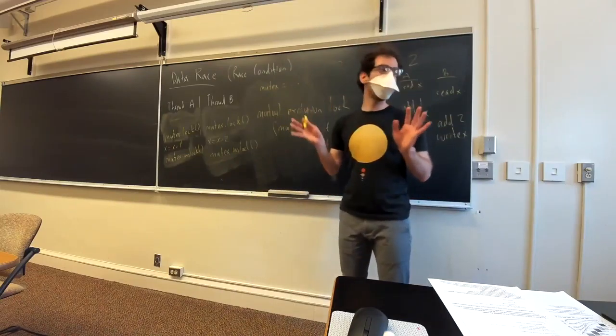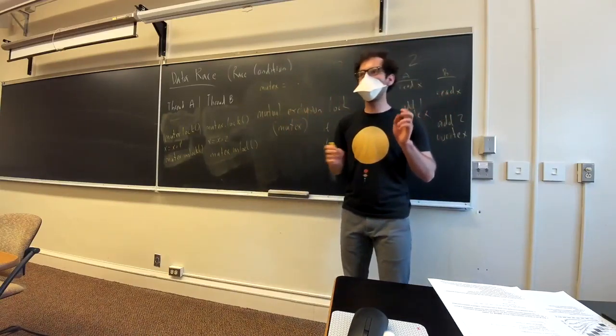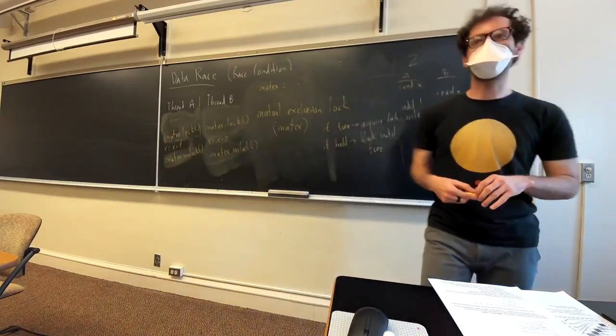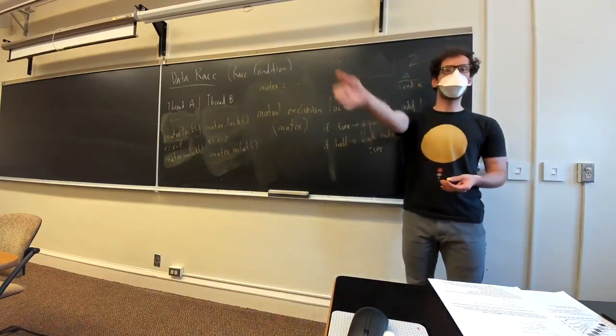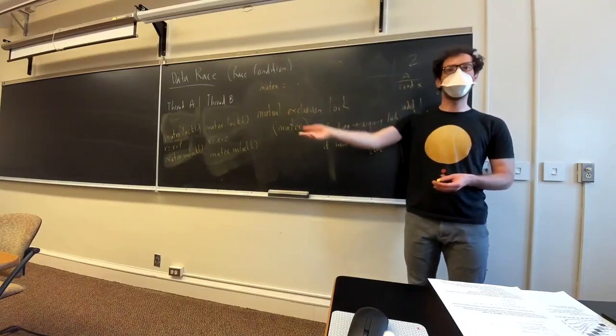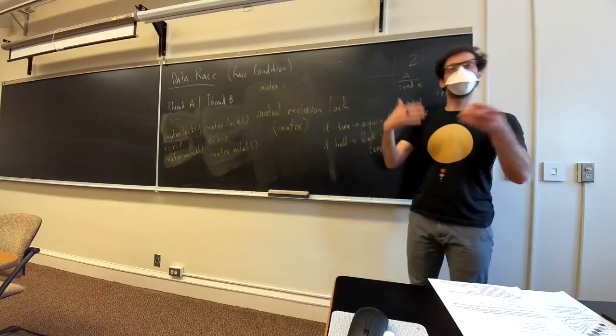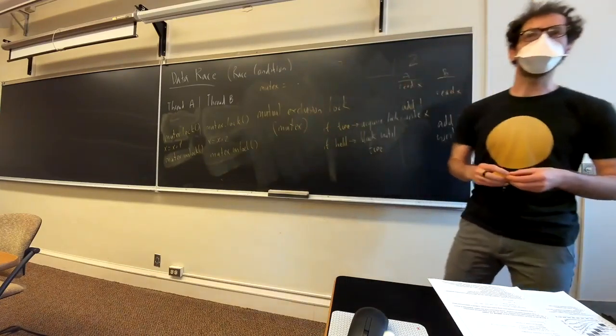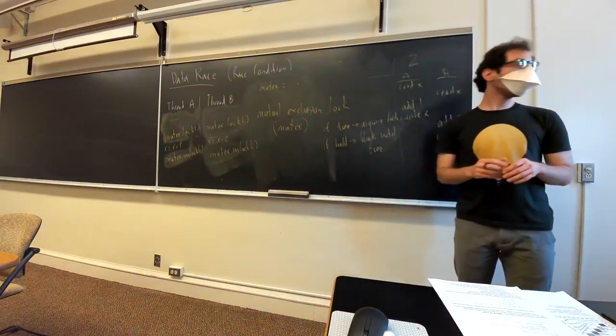This mutual exclusion lock is the most common tool for synchronizing threads, but it's not the only one. There's something called a condition variable, where you can have a thread wait for some other thread to wake it up and let it continue. And so if we particularly want one thread to wait for another, then you use this condition variable tool. Other questions?